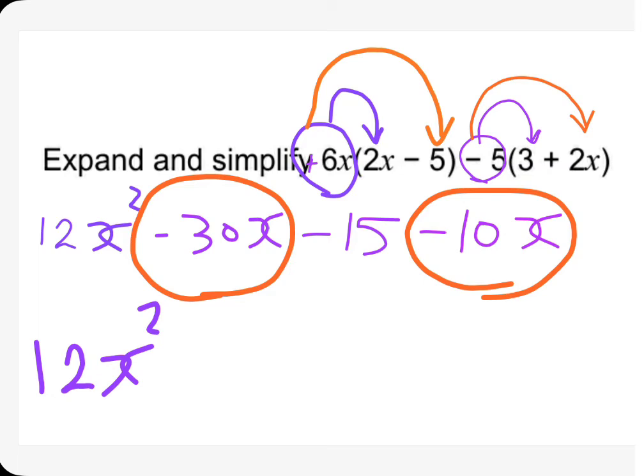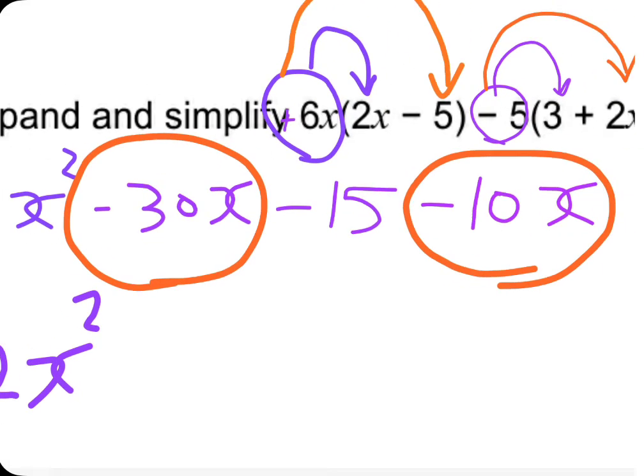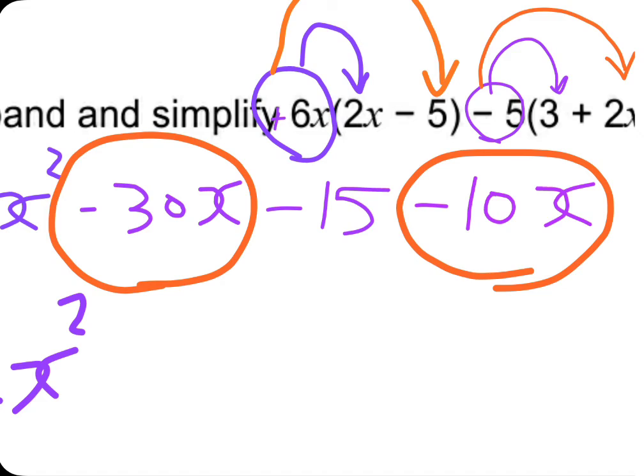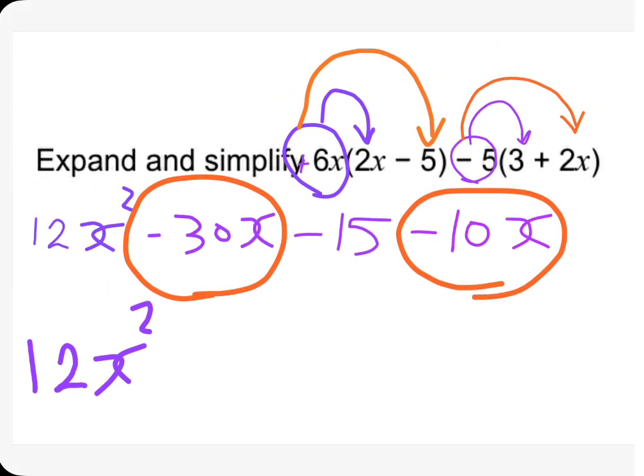And simplifying means adding, subtracting, depending. Now, expanding means multiplying most of the time. And simplifying means adding and subtracting most of the time. Now, here we have negative 30x and negative 10x. When you simplify them together, first, you have to look at the signs. If the signs are the same, you're going to put the same sign and add the numbers. If the signs are different, put the sign of the big number and subtract the numbers.